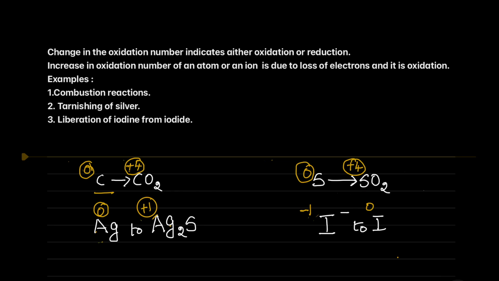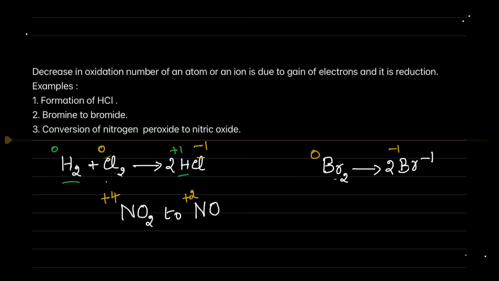The next one is liberation of iodine from iodide. Say for instance, iodine is liberated from potassium iodide. In iodide, the oxidation number of iodine is minus 1, and when it is liberated in the free state, its oxidation number is 0. Therefore, minus 1 to 0 means it is an increase in oxidation number indicating oxidation. Decrease in oxidation number is due to gain of electrons. It indicates reduction. Let us look at certain examples.